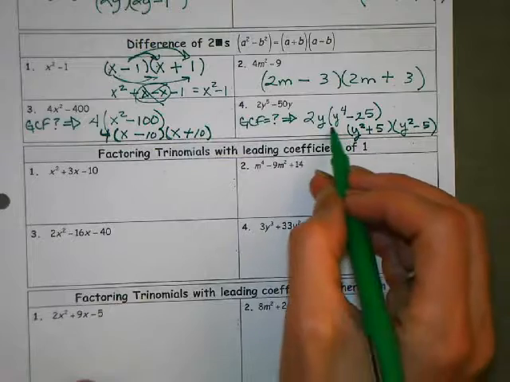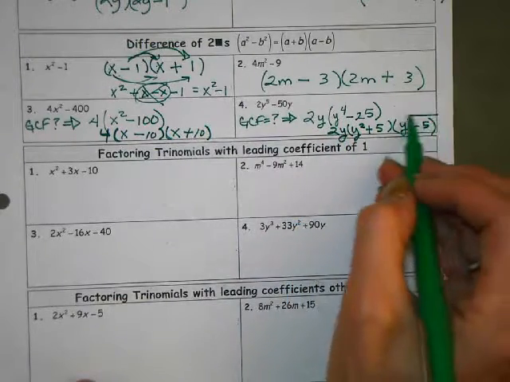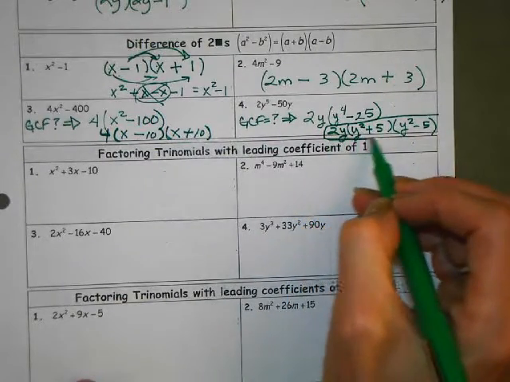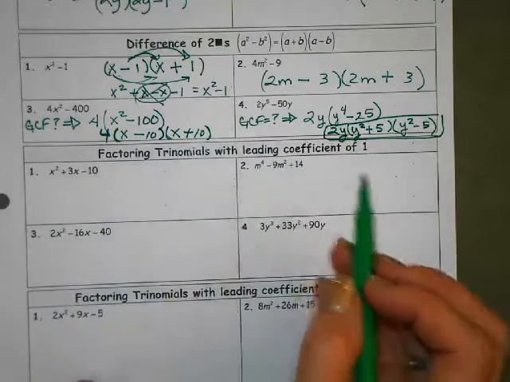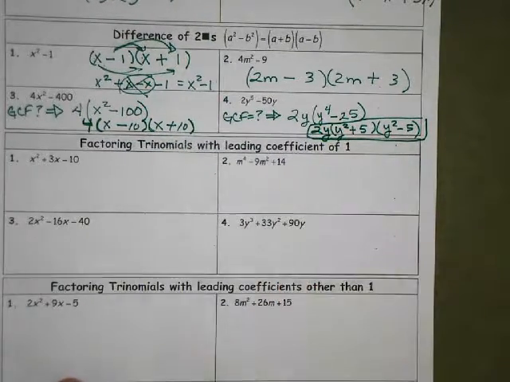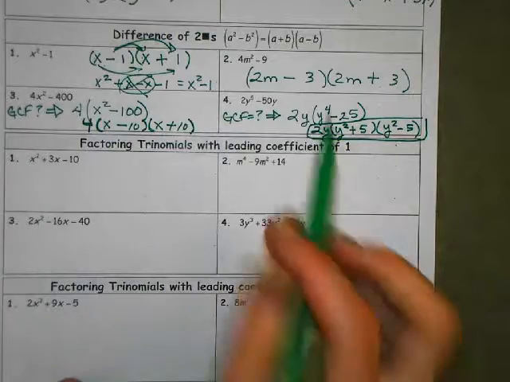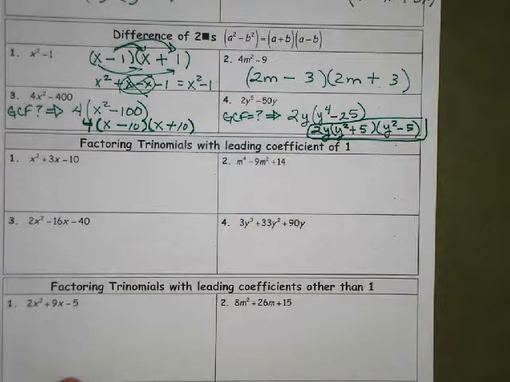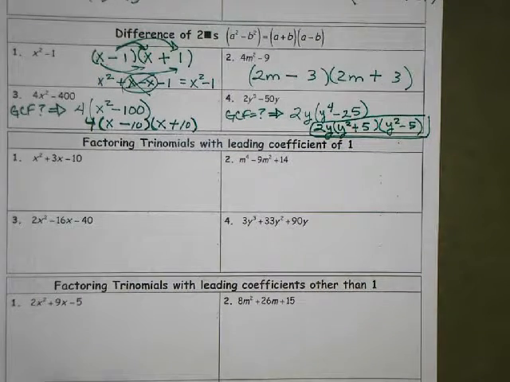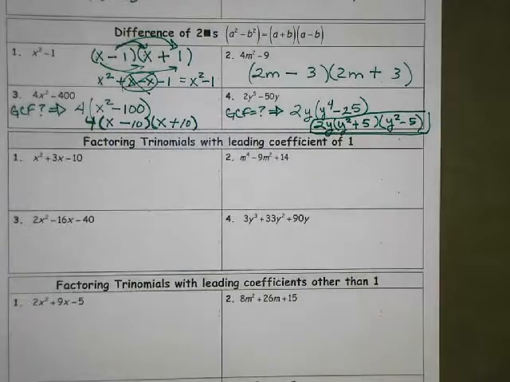And then bring down the 2y. Don't lose that. Okay, I'm going to keep that. Okay, and that would be your final answer there. And you wouldn't have seen that up here if you didn't pull out the greatest common factor first. Right? Okay, questions on those?